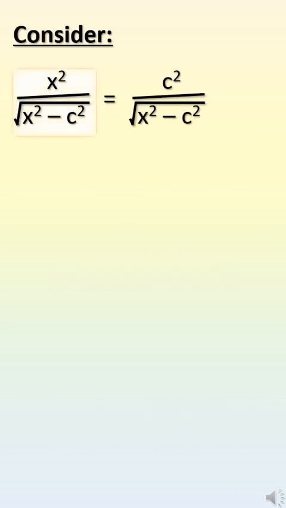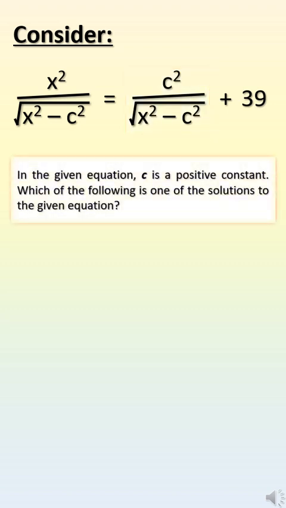So here's the question. We have x squared over root of x squared minus c squared, that is equal to c squared over root of x squared minus c squared plus 39. In the given equation, c is a positive constant. Which of the following is one of the solutions to the given equation?